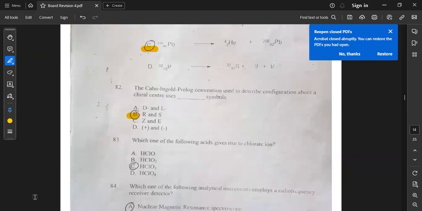Moving on, which one of the following acids gives rise to chlorate ion? The one with 1 oxygen, 2 oxygen, 3 oxygen, or 4 oxygen? If you tell me it's the one with 3 oxygens, nice. What does D give rise to? What will we call D? That's HClO4. And what will we call HClO2? What will we call HClO?